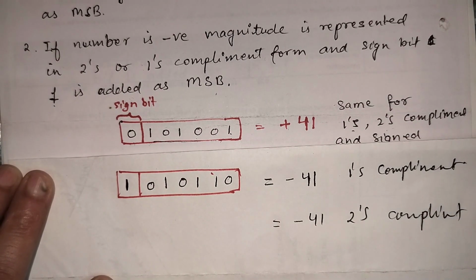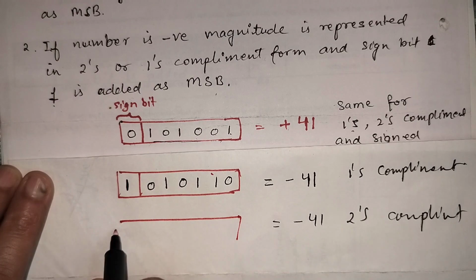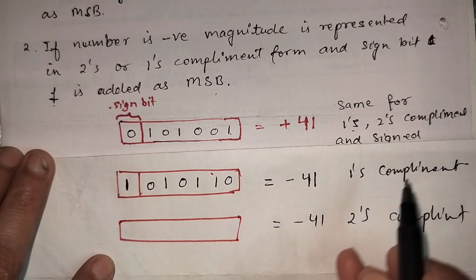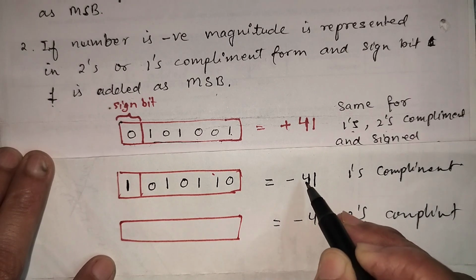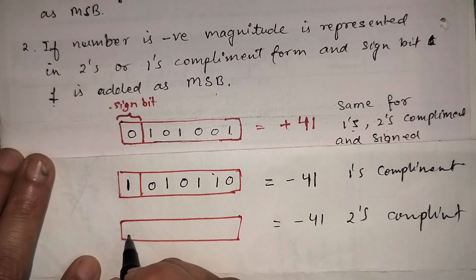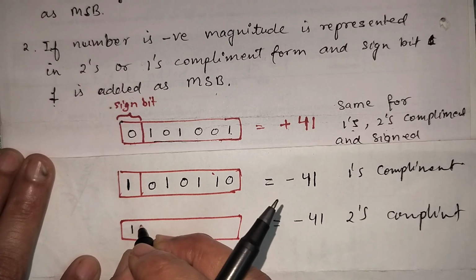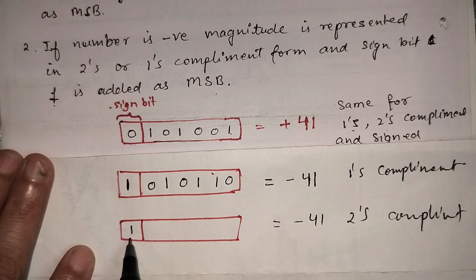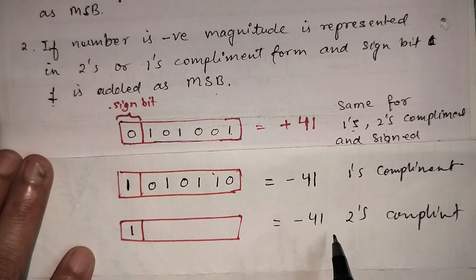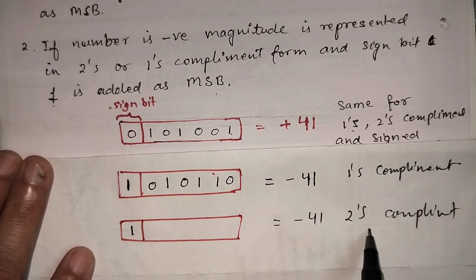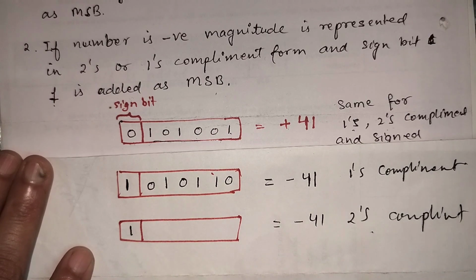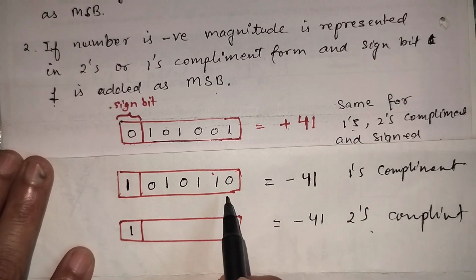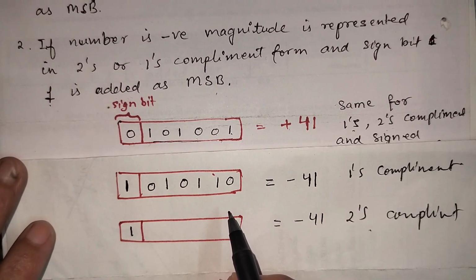In case of 2's complement form, a negative number in 1's or 2's complement form is always a negative number. So we will place 1 here in place of the sign bit. This most significant bit is the sign bit and we will place 1 here to make it negative. And now as it is 2's complement, we will convert it into 2's complement. To convert to 2's complement, we will add 1 to the 1's complement form.